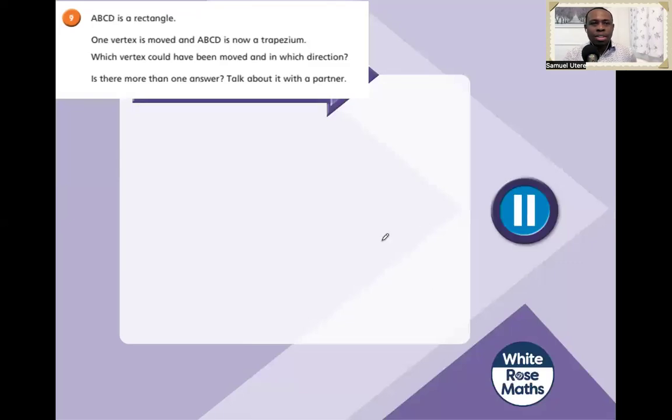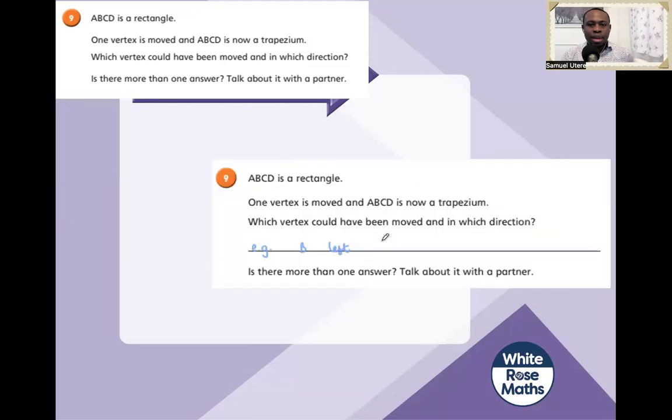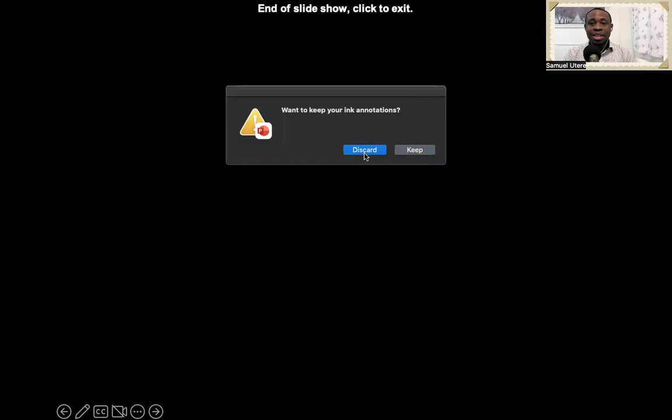Pause the video and discuss question 9 with your partner or somebody you're studying with. And here is the answer. ABCD is a rectangle, one vertex is moved, and ABCD is now a trapezium. Which vertex could have been moved and in which direction? So it could have been the left vertex. And there is more than one answer to this. So you can discuss it with somebody you're studying with, and you can use it as a point of discussion for the lesson.